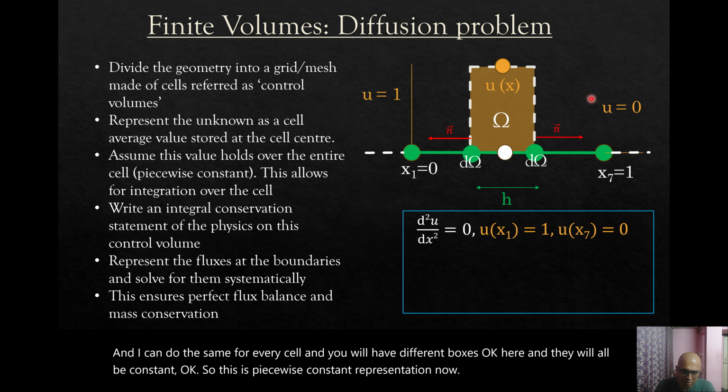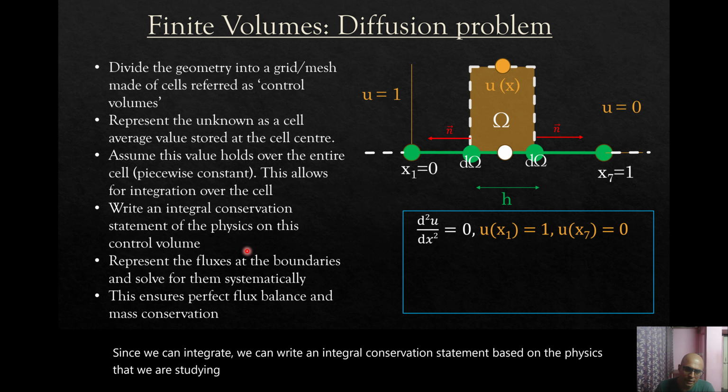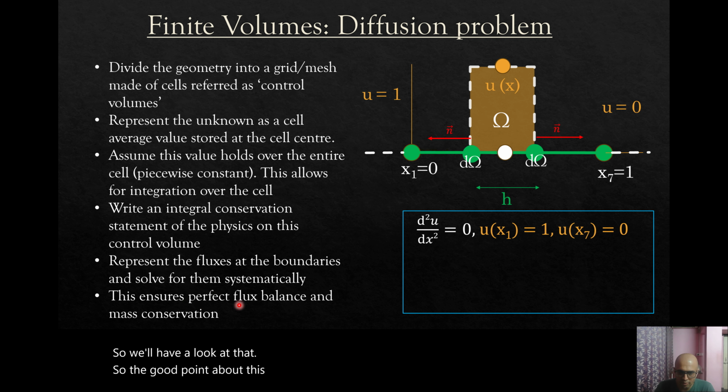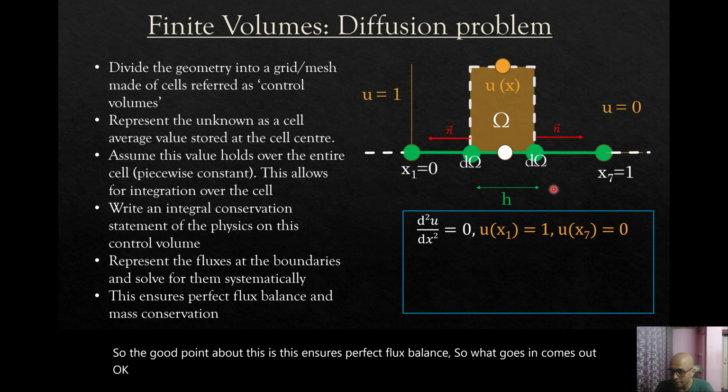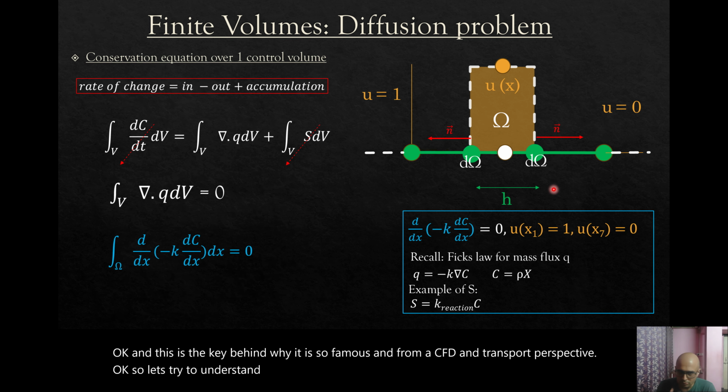Now since we can integrate, we can write an integral conservation statement based on the physics that we are studying, and this can be converted into fluxes by using the divergence theorem. We'll have a look at that. The good point about this is that it ensures perfect flux balance. So what goes in comes out. This is the key behind why it is so famous from a CFD and transport perspective. Let's try to understand this step by step.